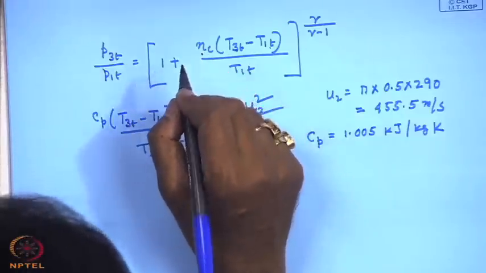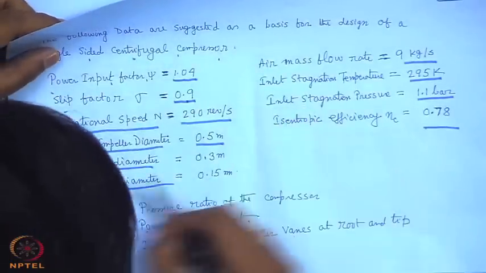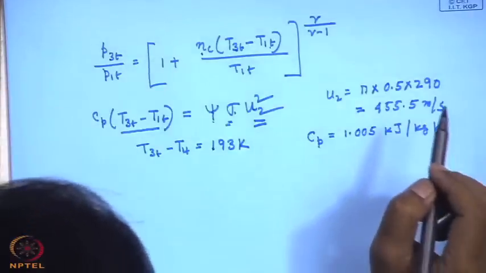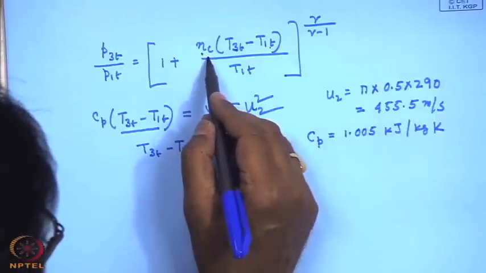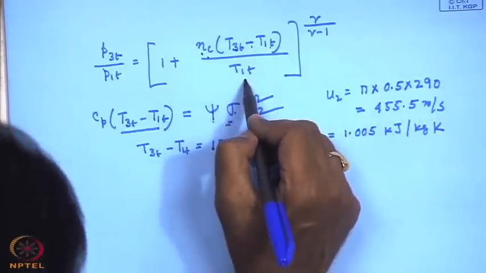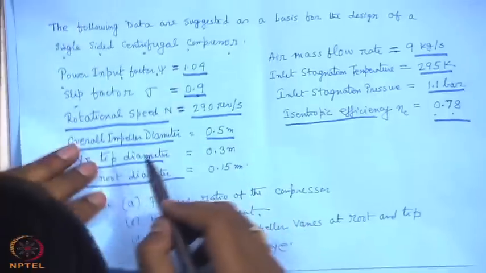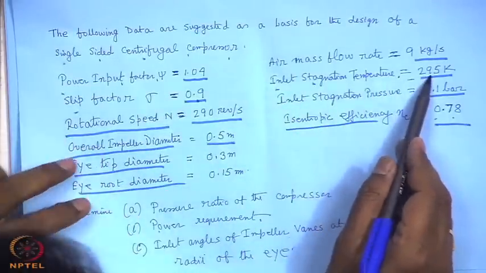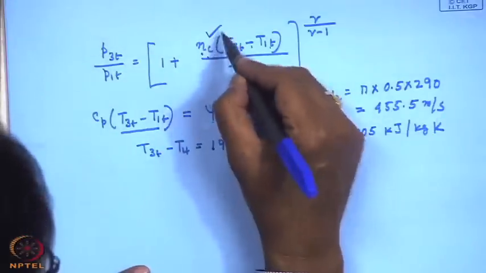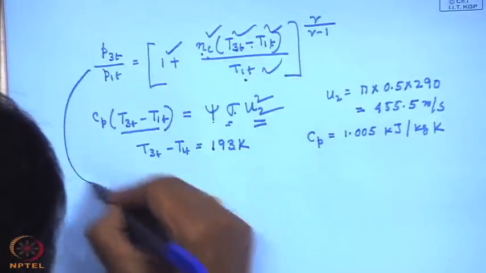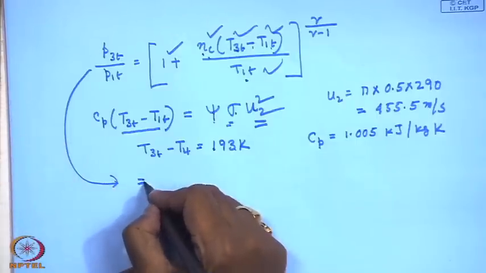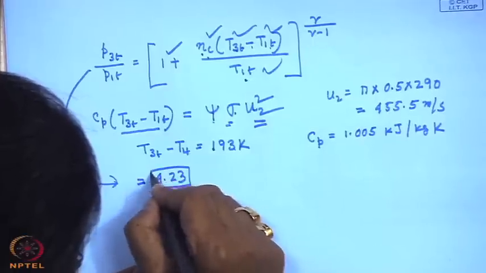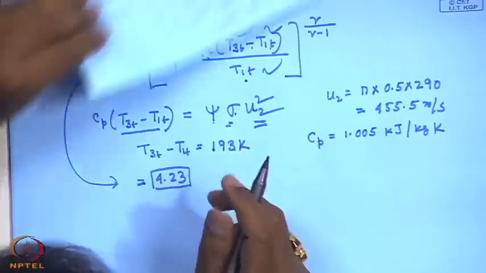Eta C is probably given. Where is eta C? Overall, there is this isentropic efficiency 0.78. When you get the isentropic efficiency 0.78, and T1T is given. T1T is the inlet stagnation or total temperature, whatever you call it, 295 K. So, everything is known, and this P3T by P1T, what is the value? Equals 4.23. This you can check. So, you can find out. So, the pressure ratio of the compressor is found.